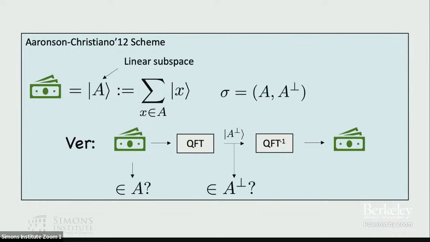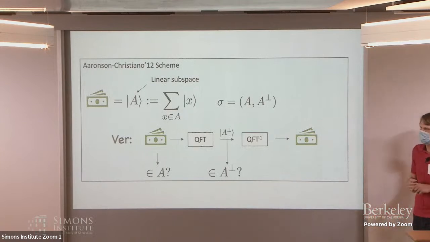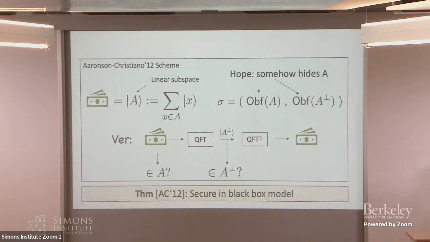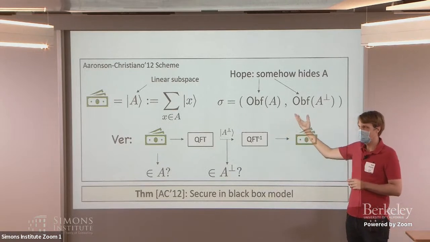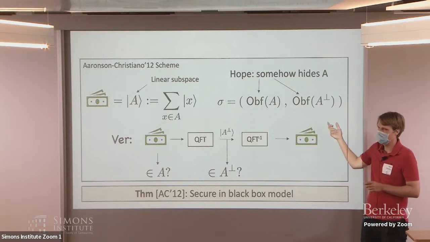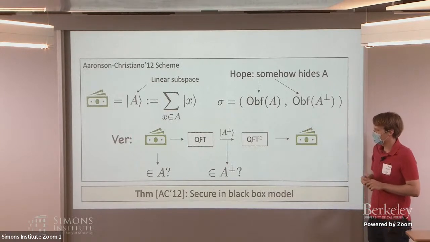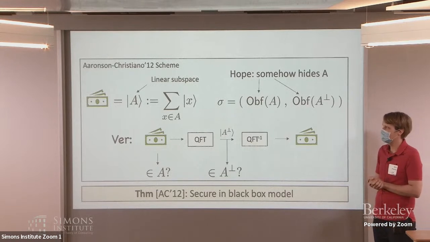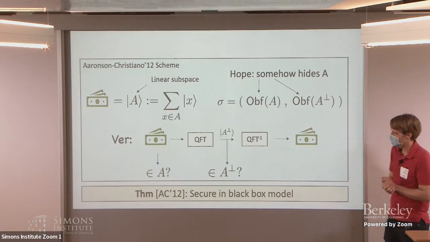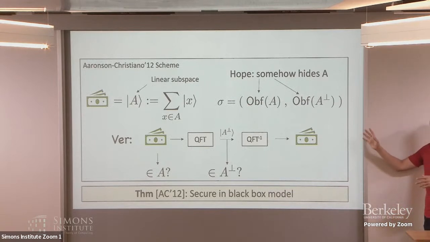So this is the proposal. Now, as stated right now, it's totally insecure because the serial number, if public, tells you what A is, and given A, you can just use basic linear algebra to construct the subspace states. So what Aaronson and Christiano proposed is that in order to do verification, I don't need to know the subspace. I just need to be able to test membership in the subspace A and membership in the dual. So why don't we obfuscate them in some way? Obfuscate membership in A, obfuscate membership in A perp. And the hope is that we obfuscate it in a way that somehow hides the subspace A, and in particular prevents you from actually constructing the subspace state. Then Aaronson and Christiano prove in a black box model that this is secure unconditionally, and also gave the candidate instantiation that we talked about.